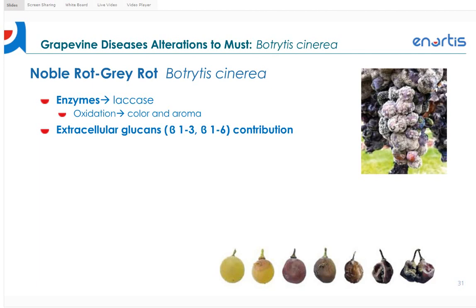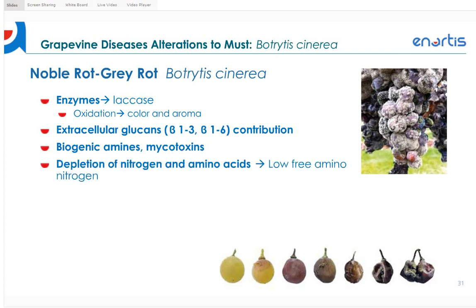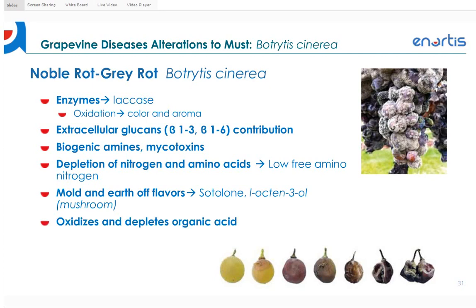Botrytis also excretes extracellular glucans, C5 polyols, and mannitol, which can affect filterability. There's biogenic amine and mycotoxin accumulation in must affected with botrytis, a depletion of nitrogen and amino acids, specifically organic nitrogen, and a production of moldy and earthy off flavors, specifically 1-octen-3-ol, which is this mushroom aroma. There is also a geranium-like taint associated with botrytis, which is like geranium leaf. Botrytis oxidizes and depletes organic acids. It opens the doors for secondary infections as well.